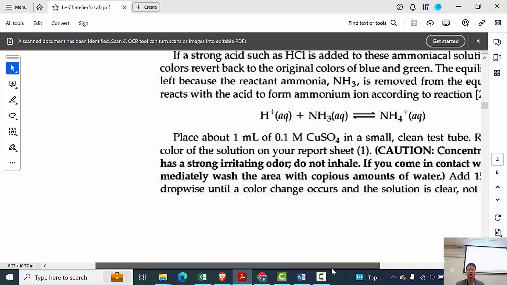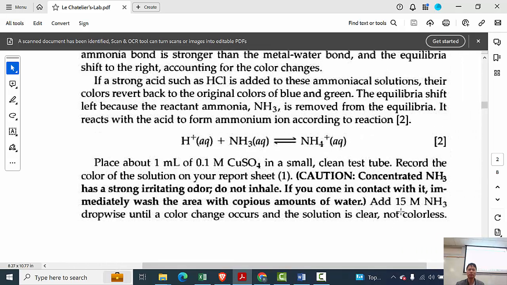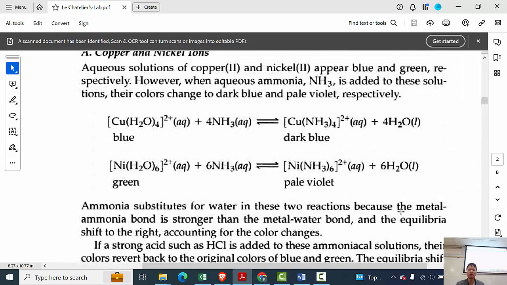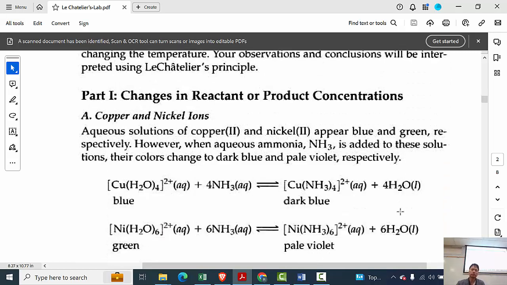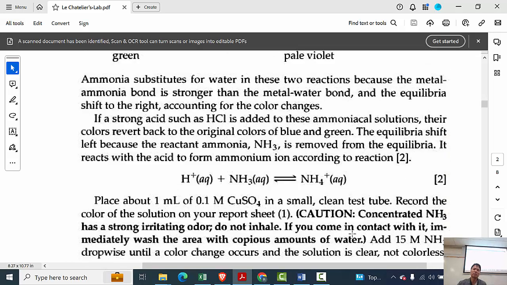What other things do we have to worry about? Ammonia. So this one, we can control this. This goes from light blue to dark blue. So we can shift this to more dark blue by adding more ammonia. We can shift it to light blue by getting rid of the ammonia, attacking it with acid. And so that's the basic point here.